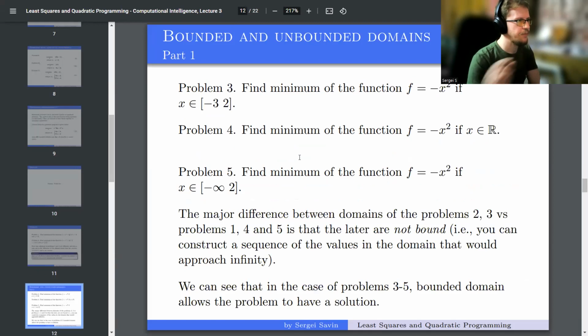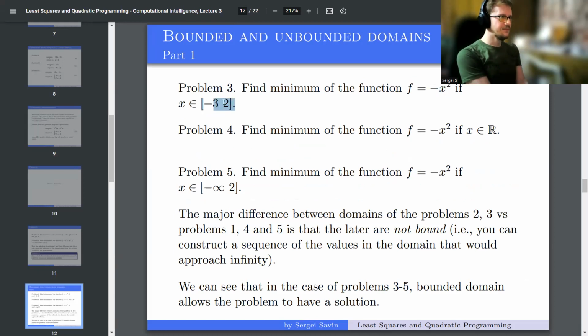That's what domain is. Now let's solve a little bit more problems. Someone please find me the solution to problem number 3, the minimum of the function minus x squared on this domain. Go right ahead. It's not such a crazy problem. I think minus 3. Minus 3 and 0. We have two options, right? Minus 3, I guess.